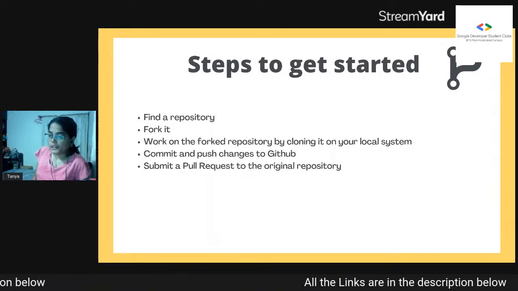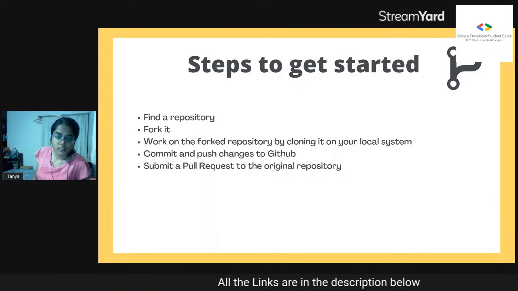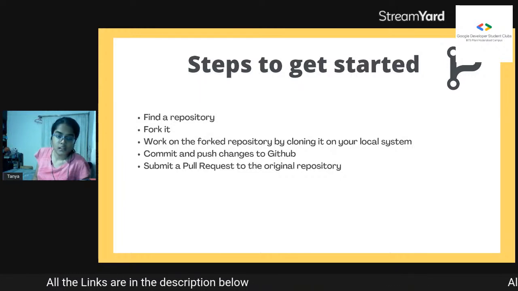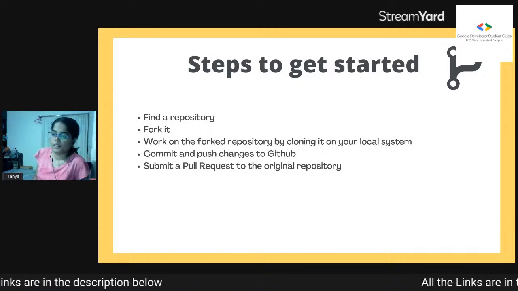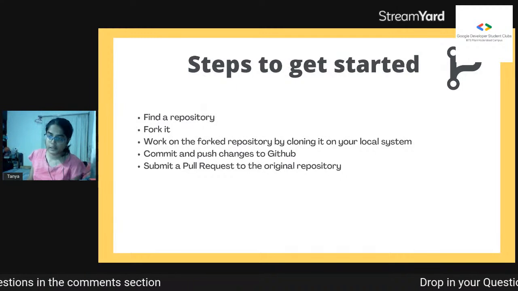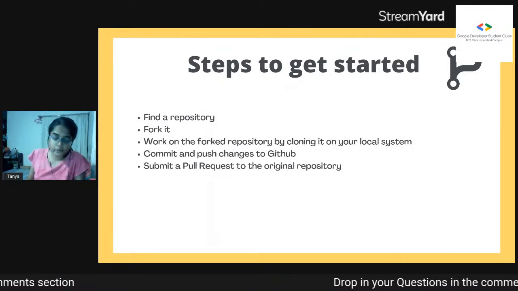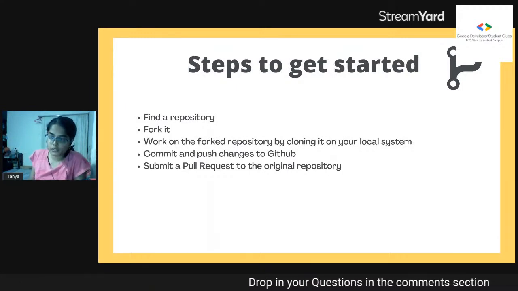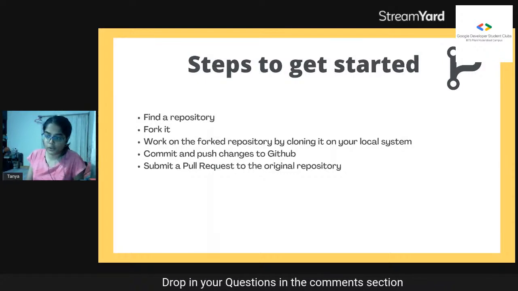And now, how do you get started? I hope it was clear. I mean, you can pause for questions. Okay. So, if you're clear on what a repository is, find a repository. Every repository has a fork option. So, fork it, get a copy of your own.